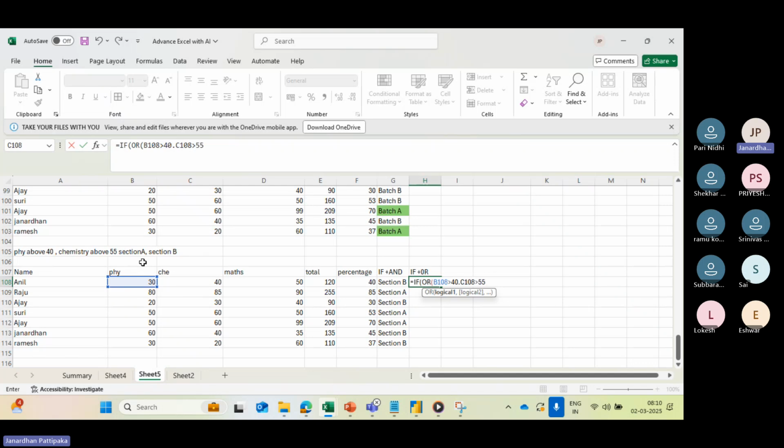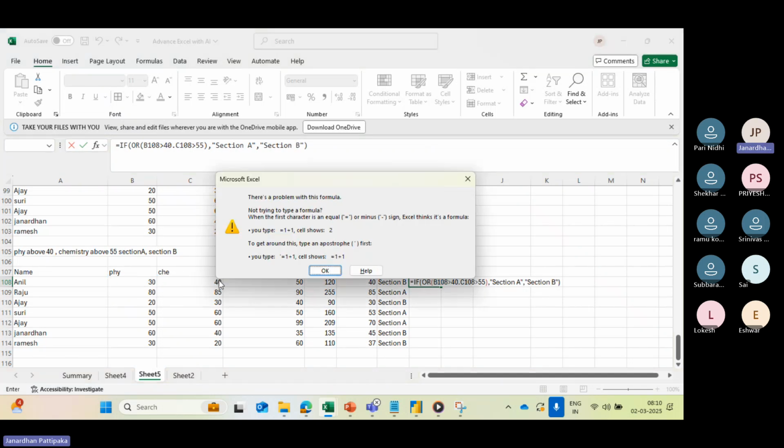After that, close the bracket. After closing the bracket, you need to give the logical test, comma. Now, what is the output I need to get? Section A, comma. Otherwise, I need to get a double quotation, Section B. Mention the double quotation, close the bracket. IF along with OR.